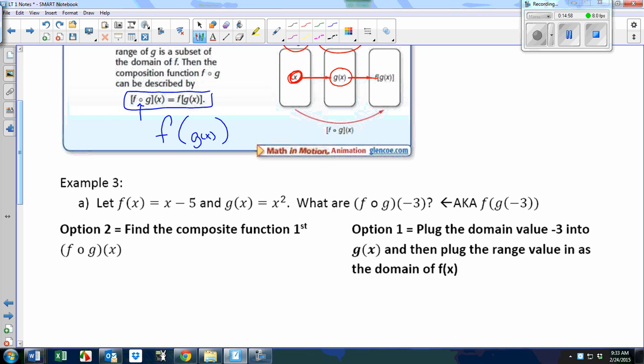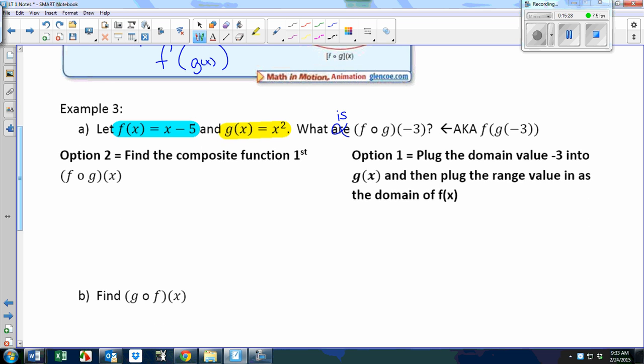All right, I've switched your option 1 and your option 2, because option 1 should be what's on the right. Option 2 should be the one on the left. So your notes need to change just a little. Given these two functions, f of x and g of x, what is f of g of -3? We're going to do option 1 over here, aka f of g of -3.